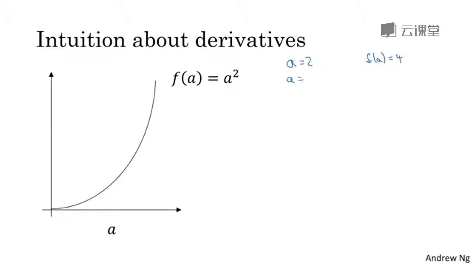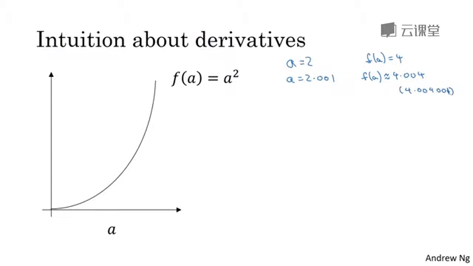Let's nudge a slightly to the right. So now a is equal to 2.001. f of a, which is a squared, is going to be approximately 4.004. It turns out that the exact value, if you pull out the calculator and figure this out, is actually 4.004001. But I'm just going to say 4.004 is close enough.